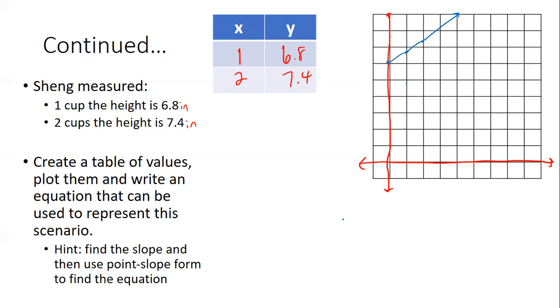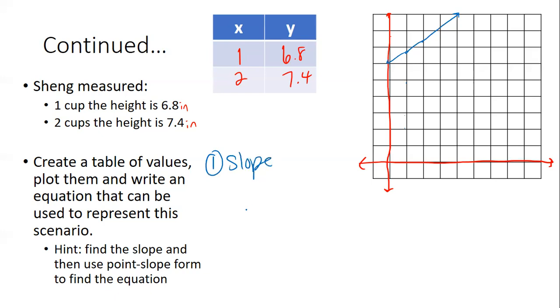Okay, so that lets you know there's a line. So now that I have my table representation and my graphical representation, I'm now going to find my equation representation, right? To do that, step one, we have to find our slope. So one, we have to find slope.